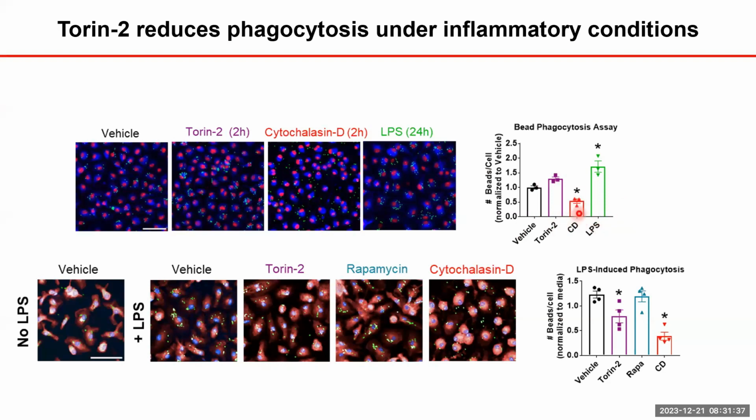Cytochalasin D was added as a positive control to inhibit phagocytosis. And then LPS was added as a positive control to promote phagocytosis. So under basal conditions, taurine-2 doesn't seem to be doing that. But we needed to consider the scenario that our macrophages are in an inflammatory state and thereby have an increased phagocytosis rate.